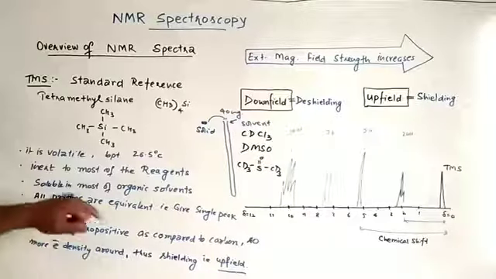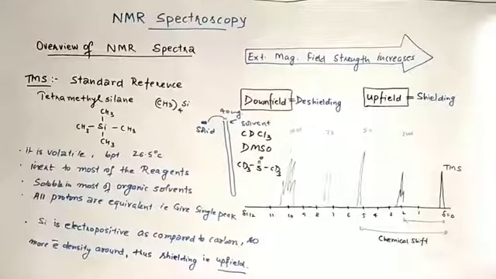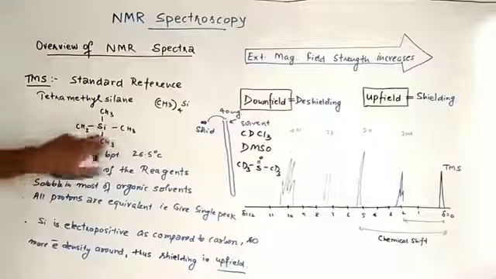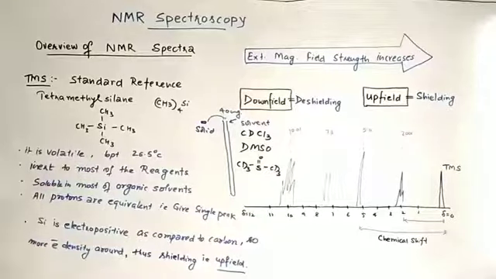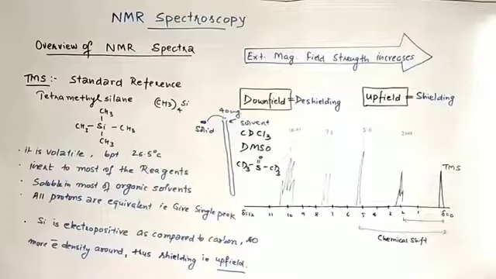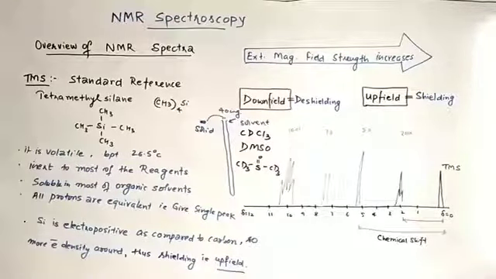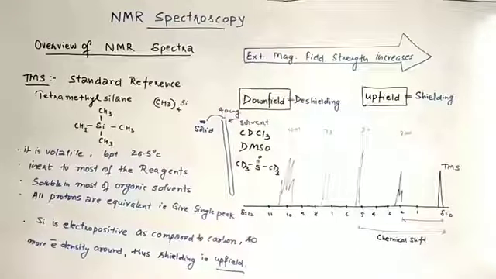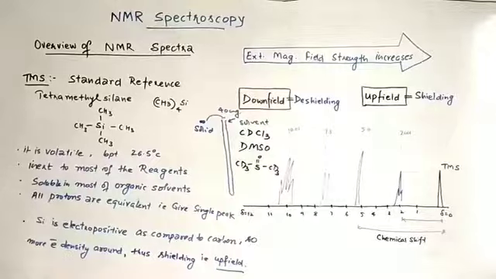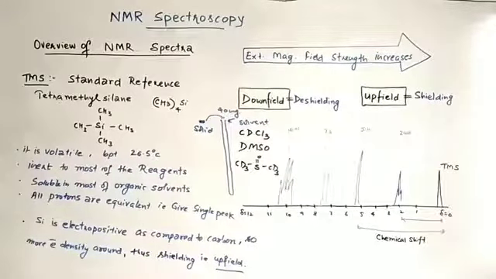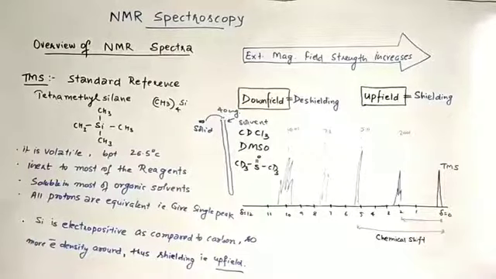All the protons are equivalent. There are 12 protons, 3, 3, 3, 3, and they are equivalent, in the same environment. Equivalent and non-equivalent protons we will discuss in detail shortly. That's why they give a single peak. When the protons are equal, they give a single peak. Non-equivalent protons give different peaks.